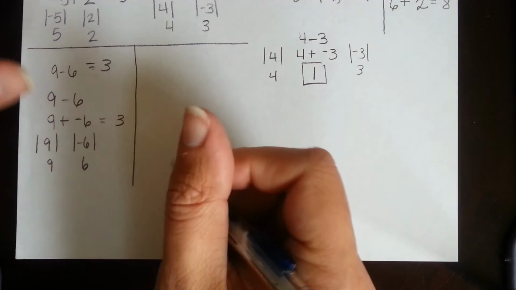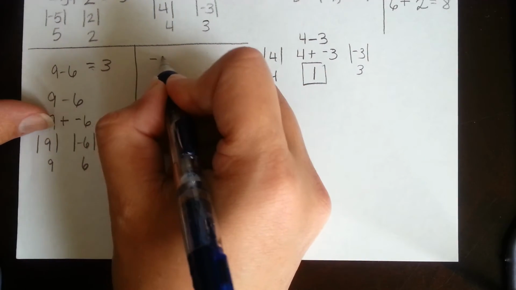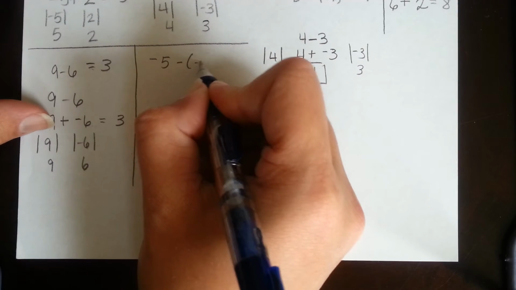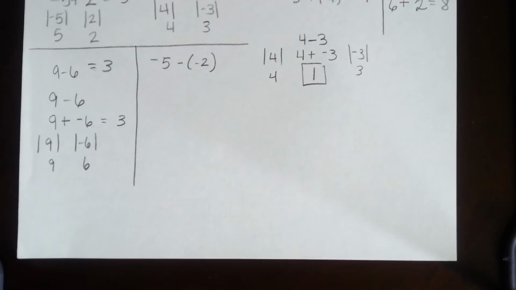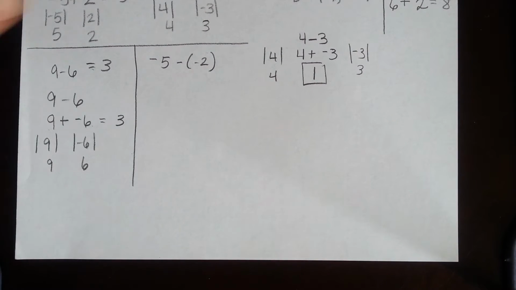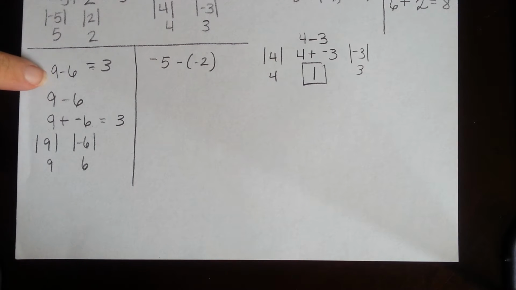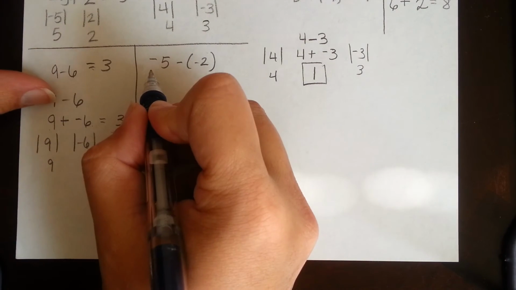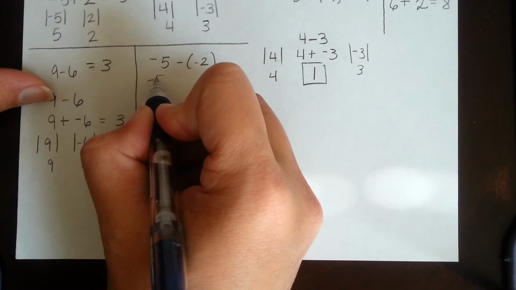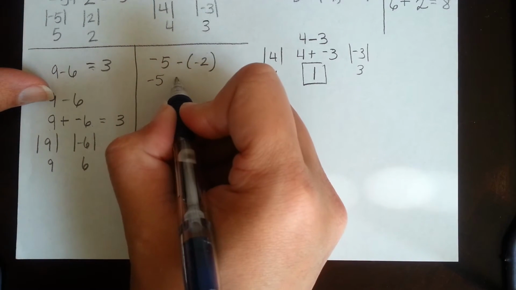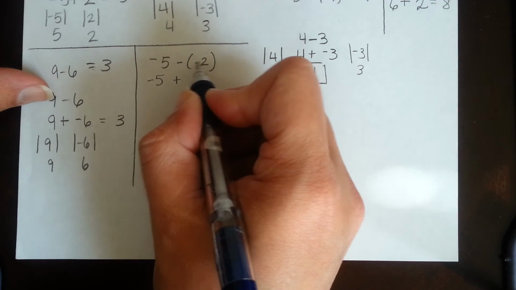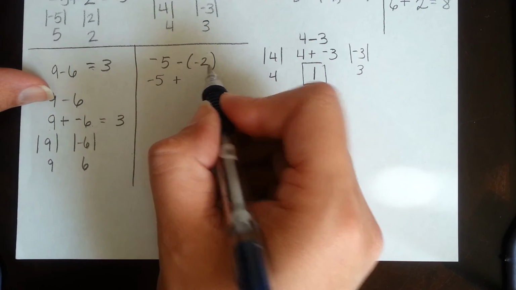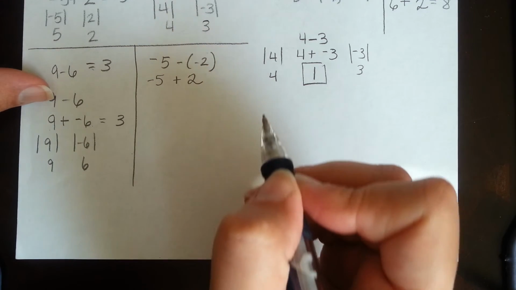The next one. Negative 5 minus negative 2. Now this is probably more of the instance where I would use my subtracting integer rules. This one was pretty self-explanatory, pretty straightforward with whole numbers. But when we have integers, it gets a little confusing as to whether we're supposed to add or subtract. So we're going to follow the rules. It says leave the first term alone, change from subtraction to addition, use the opposite of the second term. So the opposite of negative 2 would be positive 2.